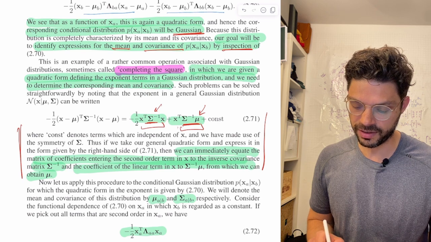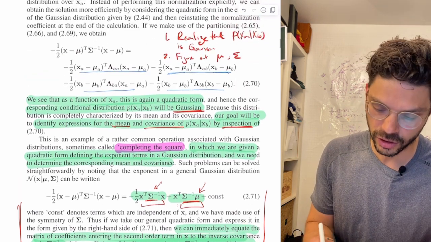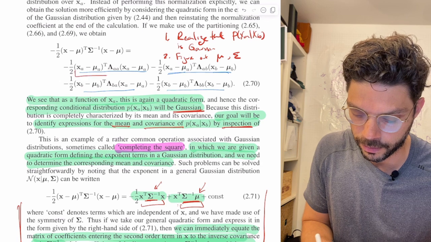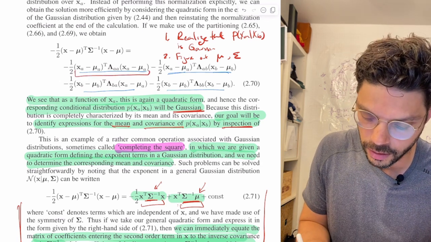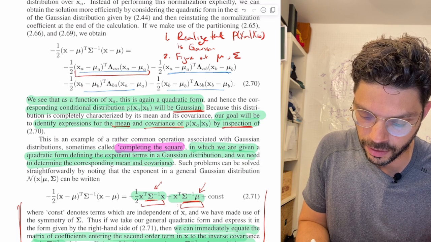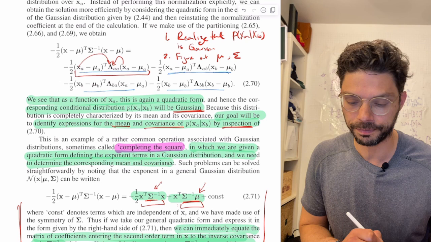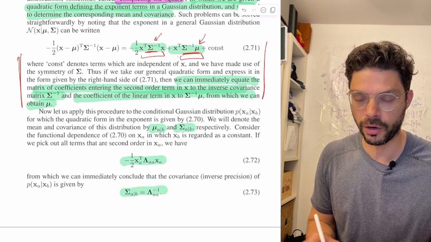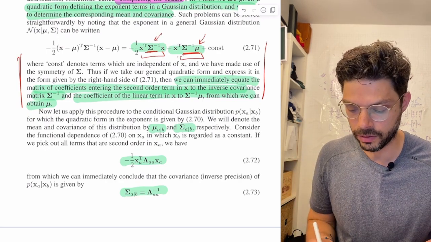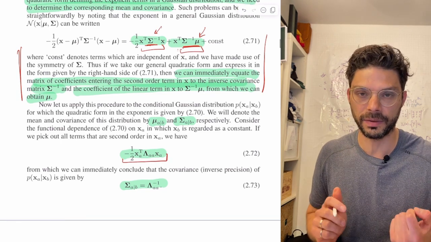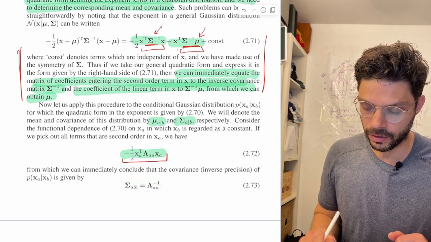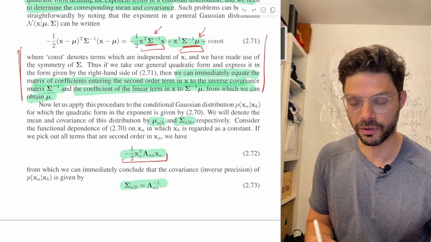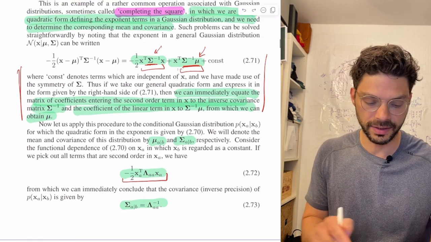If we pick out all terms that are second order in x of a, we have, and so essentially, if we look at this, the only second order terms are going to be contributed from this part of the equation, and it's going to be this multiplying this. So the only second order term in x of a, which is our variable now, is this thing. So we immediately see just by inspection that the covariance that we're interested in, for this conditional distribution, is just the inverse of that.